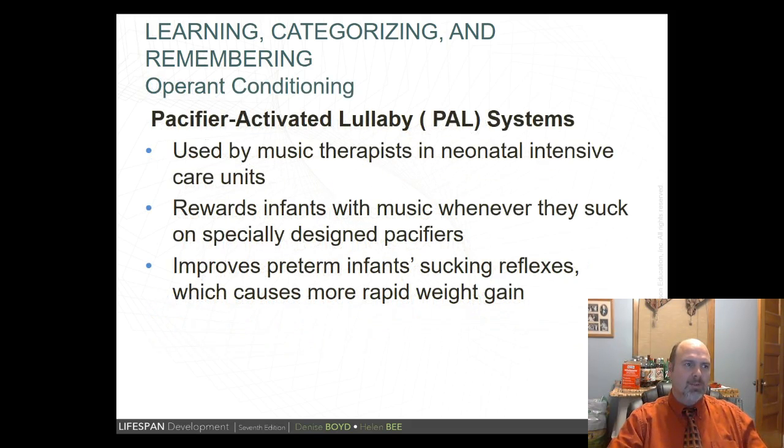This is kind of cool, using operant conditioning. It's called a pacifier-activated lullaby system. And this is used by music therapists in neonatal intensive care units. What it does is operant conditioning, rewarding behavior. So they reward infants with music whenever they suck on specifically designed pacifiers. So it's reinforcing the sucking behavior. This is especially important for neonatal units where they're reinforced for their sucking reflexes, which leads to more rapid weight gain, and they'll be in the neonatal ward for a lot less time.